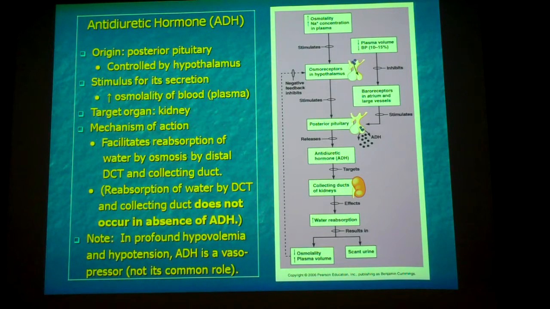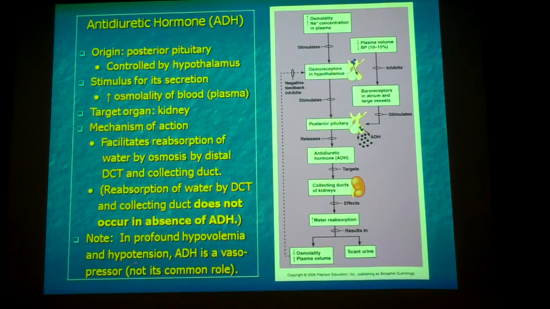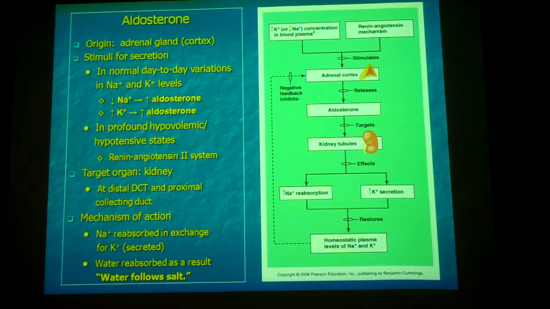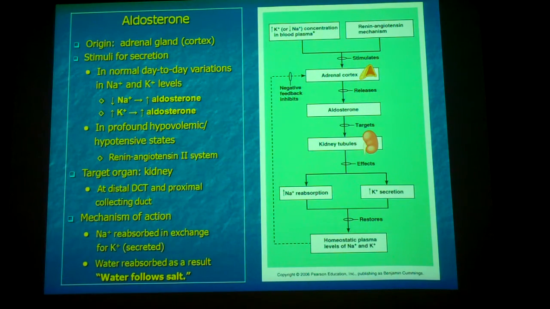Now, in profound hypovolemia and hypotension, ADH is a vasopressin. Vasopressin is its other name. It primarily acts to constrict visceral blood vessels. But this is not its most common role. Okay? Its most common role is what you see right here. Aldosterone. We've been talking about this hormone, haven't we?